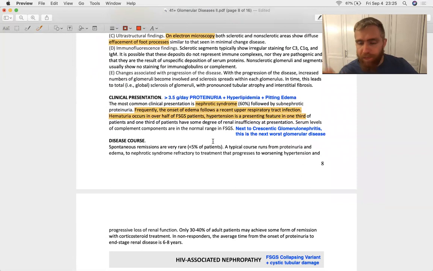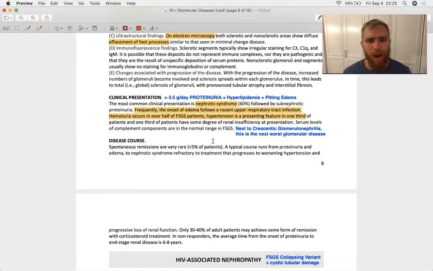Clinically, what do you see? Minimal change disease, but in adults, basically classic nephrotic syndrome. They're over 3 grams a day proteinuria. They're really swollen because they're losing protein. They're hyperlipidemic. Frequently, the onset of edema follows a recent upper respiratory tract infection, but I've noticed that a great many of these kidney diseases are subsequent to URIs, and so don't go around trying to memorize which ones come after an antecedent URI, because it's just stick and move, like you don't have to memorize that.